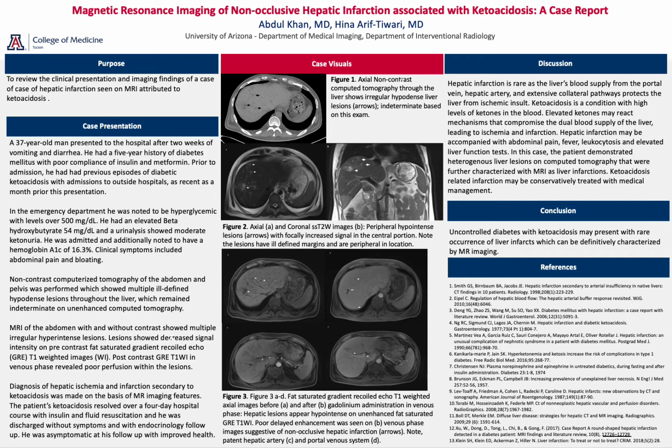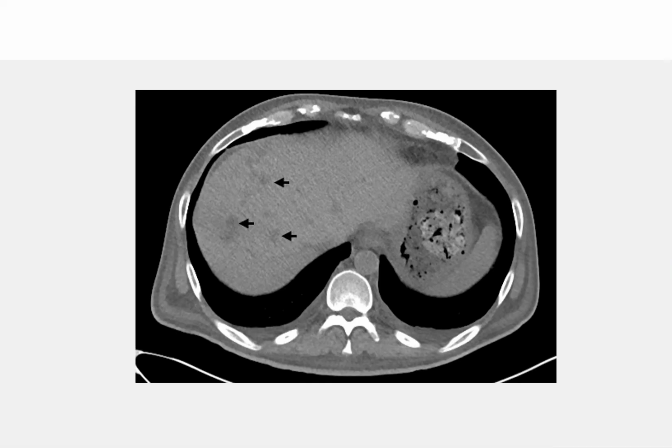So he came to the emergency room and was noted to be very hyperglycemic and acidotic, and hemoglobin A1C was 16.3. He presented with abdominal pain at that time and received a CT scan of his abdomen. Here on the CT scan, we can see some vague hypodense lesions in the liver, indeterminate on this exam, and so we had recommended an MRI.